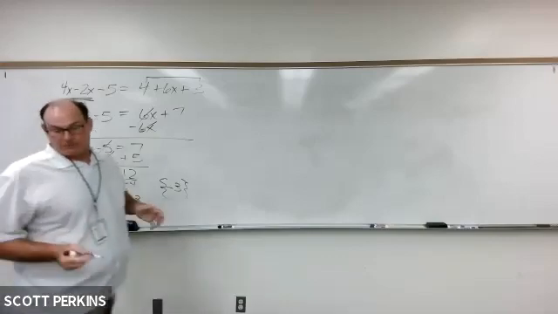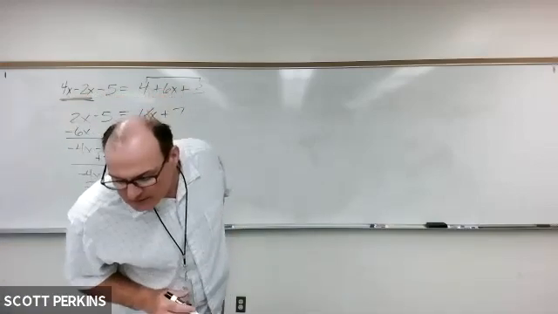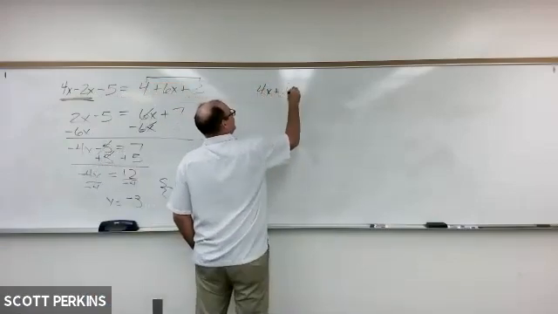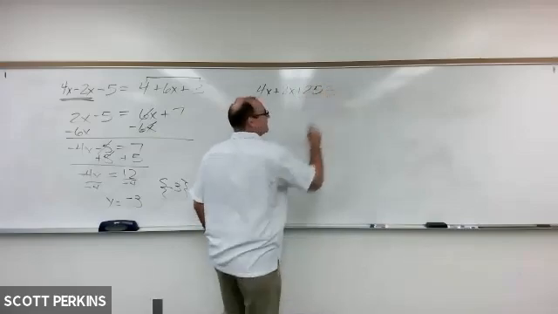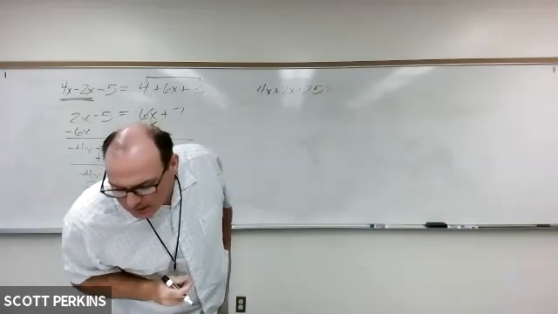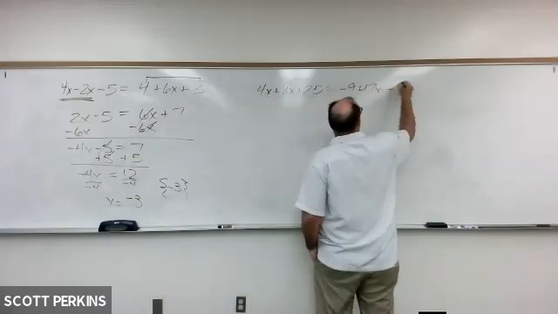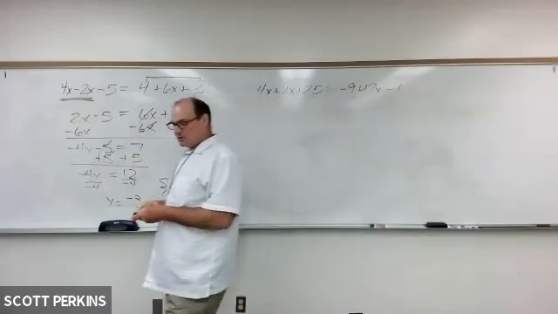Here's one just like that for you. Same sort of thing. So it is 4x plus 8x plus 25 is equal to -9 plus 17x minus 1. So I'll give you a minute or two to solve that.